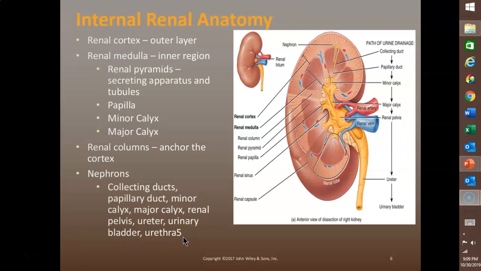And I just noticed there's a 5 at the end of urethra. Don't ask me why that's there. I didn't notice it, or I would have already gotten rid of it. The urinary bladder, of course, is going to be drained by the urethra, not the urethra 5.